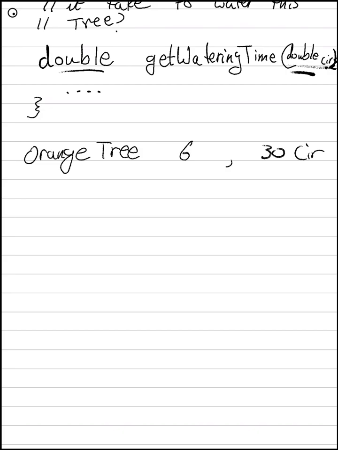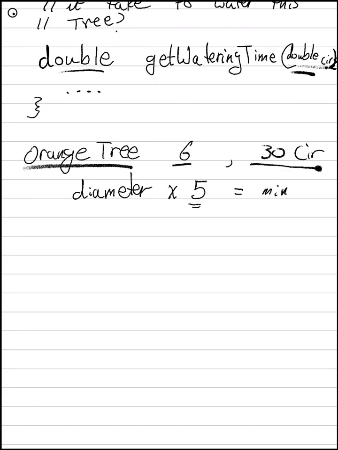Okay. So we have the orange tree, and it has a growth factor of 6 and the circumference of 30. We said at the beginning, if you remember, as a general rule, you can multiply the diameter of a tree by 5. 5 is just like a general rule of thumb that gardeners can use, and we can get how many minutes essentially it needs to be watered.